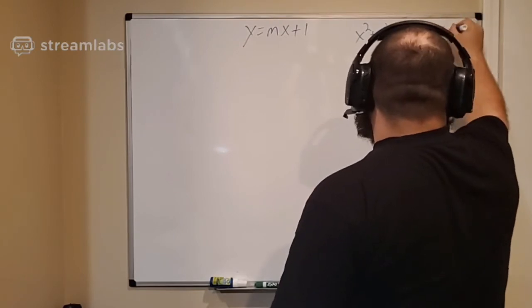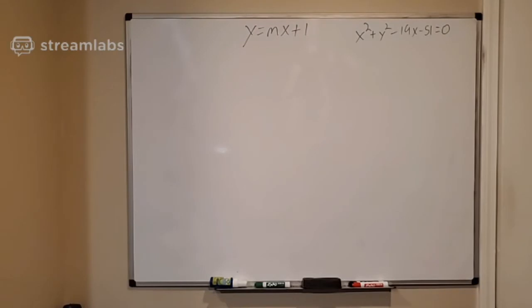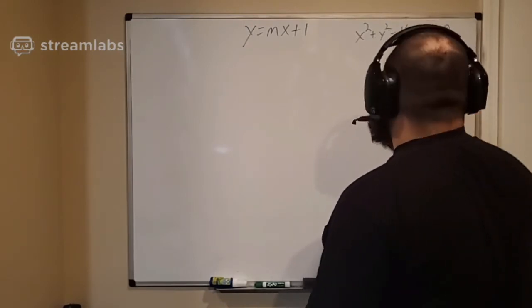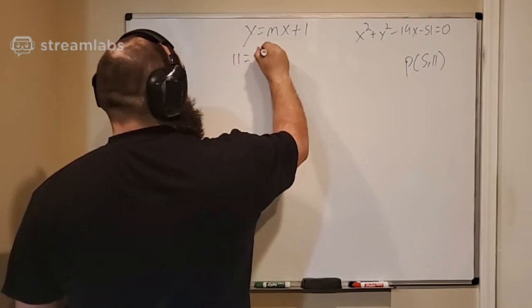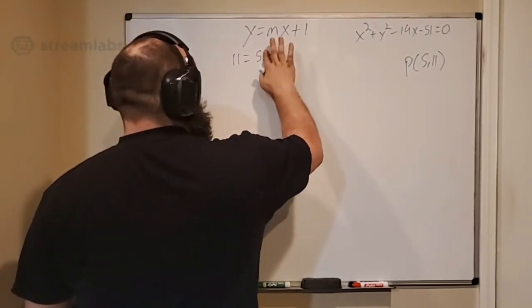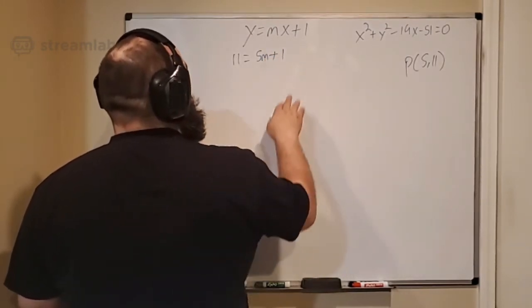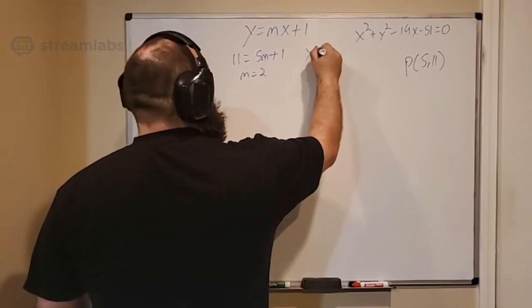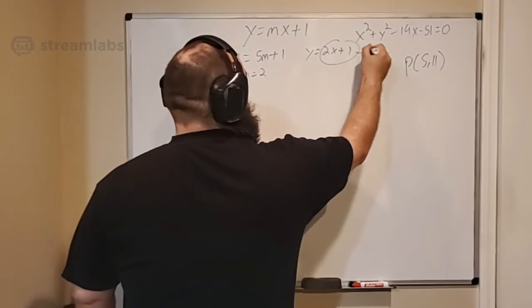And then the point was 5, 11. Okay, so they gave us point P was (5, 11). So I just need to plug that in to find my m value. So 11 equals 5m plus 1, so m equals 2. So the equation of our line is y equals 2x plus 1. I'm just going to take that and substitute it in there, is the easiest way to solve for my other point.